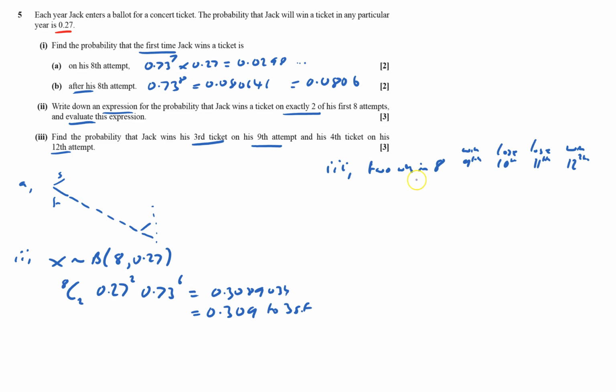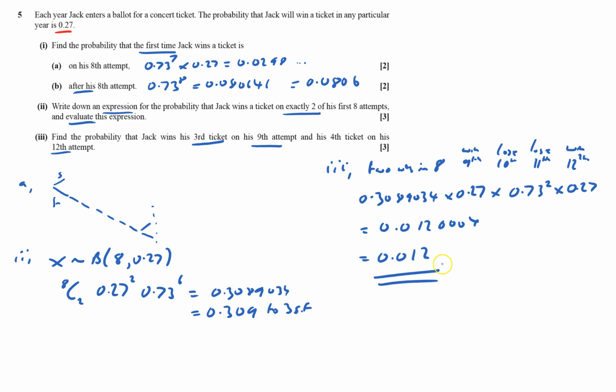So that's what I need to do. So 2 wins in 8, I've just worked that out. It's 0.3089034. He's got to now win the next one. So he's got to win to get his 3rd win on the 9th. So that will be 0.27. He's got to then lose the next 2, so that'll be 0.73 squared. And he's finally got to win the 12th, which is 0.27, and that equals 0.01200004, which equals 0.012.